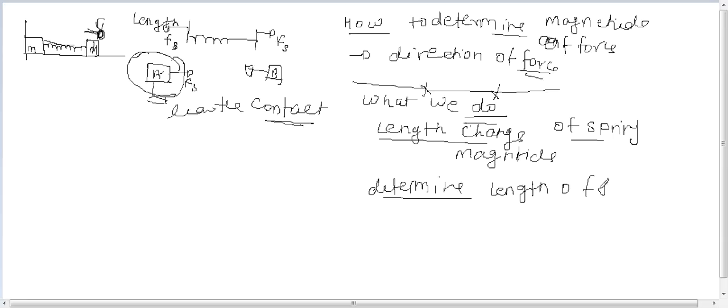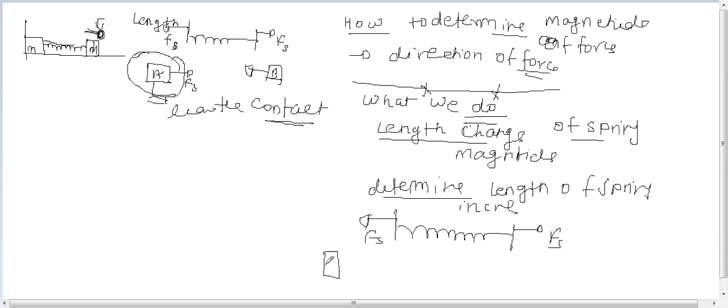If the length of the spring is going to increase, then the force on the spring will be something like this. This is Fs and this is Fs. And the forces on the masses attached to this will be in this manner by Newton's law. Fs here, this is Fs which is attached.